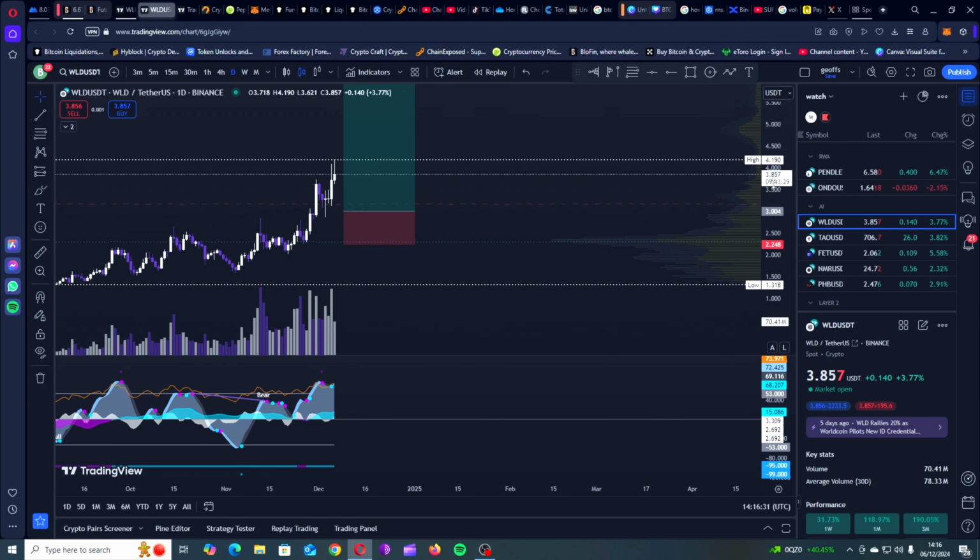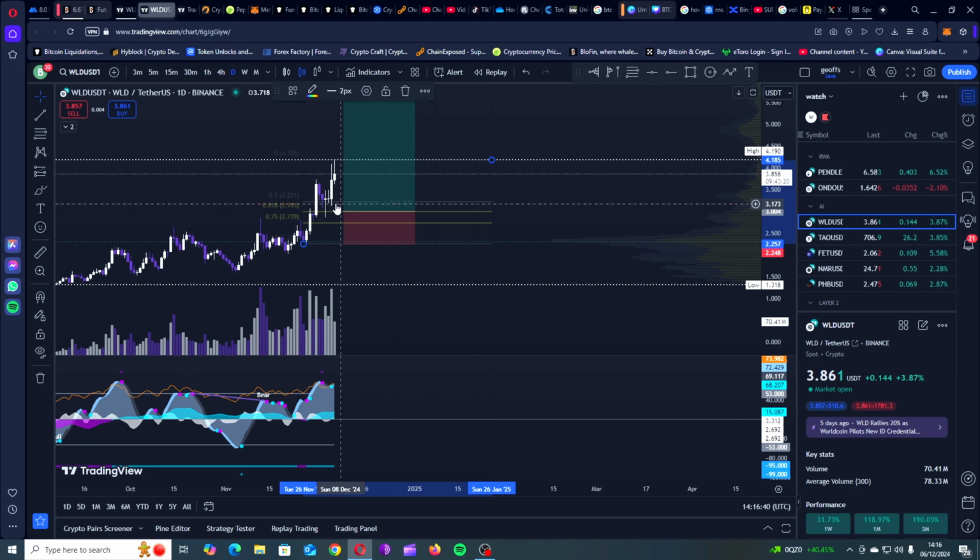WorldCoin, as you all know, I'm in this trade in WorldCoin. From the initial move, let's have a little look. It has retraced into that area. It could even come back into here and retrace again.